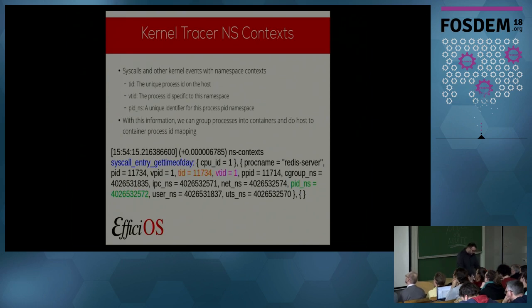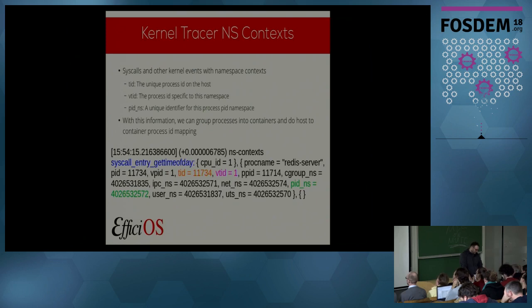in green we have the PID NS, which is the inode number of the namespace in the file system, because that's the only unique ID we can get in the kernel to differentiate one namespace from another. And then we can see other useful fields, which are the TID and VTID. The TID is the unique ID of a process inside the kernel, so it's the thread ID in the root namespace of the kernel. And then the VTID, which in this case is 1, is the process ID as seen inside the namespace of the container.